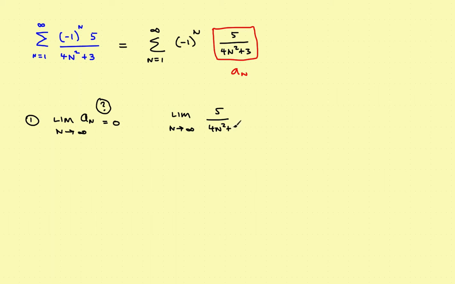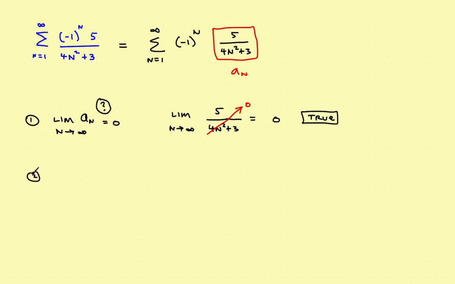4n squared plus 3. Again, remember from your limit rules, if the power in the denominator is greater than the power in the numerator, as n goes off to infinity, the entire thing will go to 0. So this whole thing will go to 0 because the denominator is getting bigger and bigger. So it's equal to 0. So what this means is that it is true. It passed the first condition. So now you can move on to the second condition.